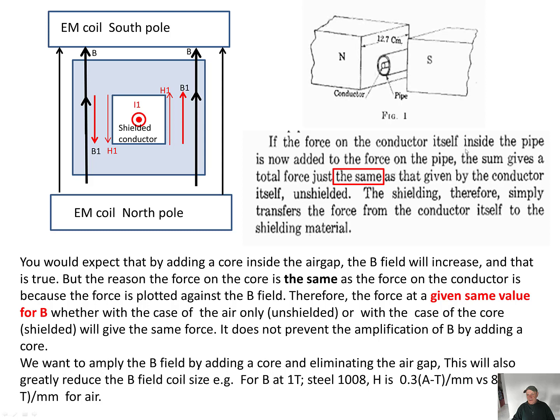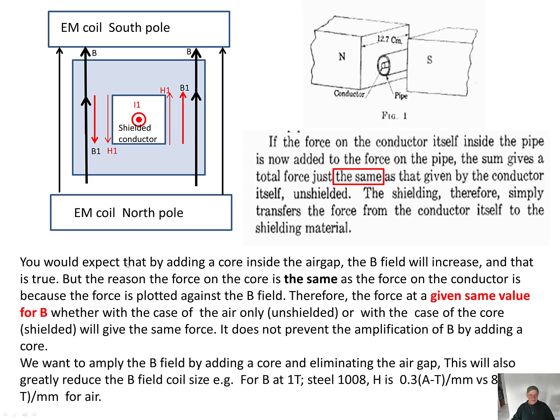If the force on the conductor itself inside the pipe is now added to the force of the pipe, the sum gives a total force just the same as that given by the conductor itself unshielded. The shielding therefore simply transfers the force from the conductor itself to the shielding paper. This is the paragraph from the paper.